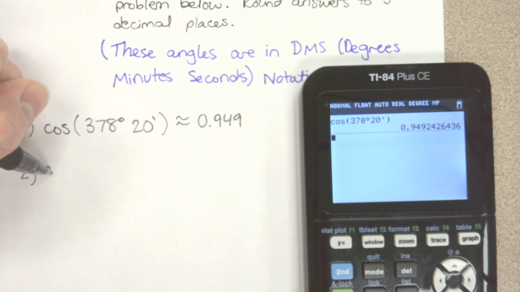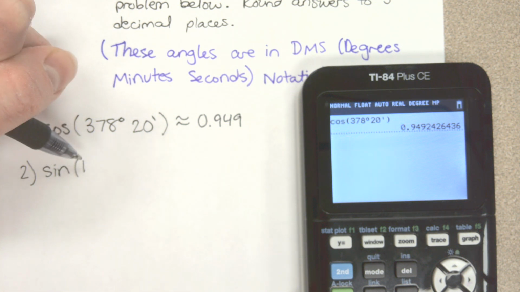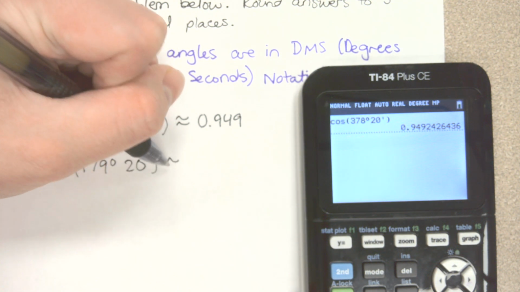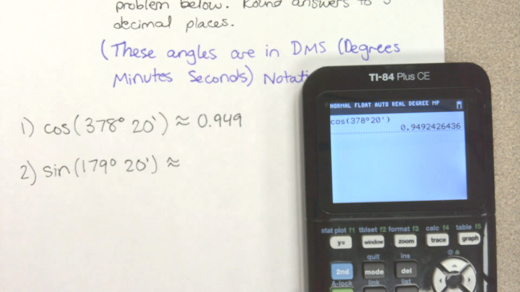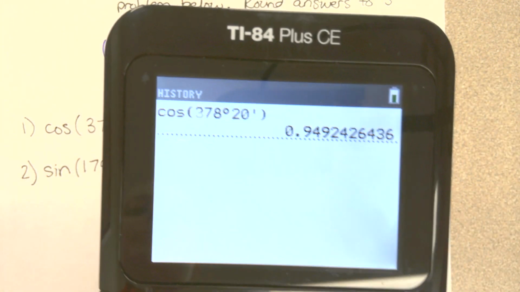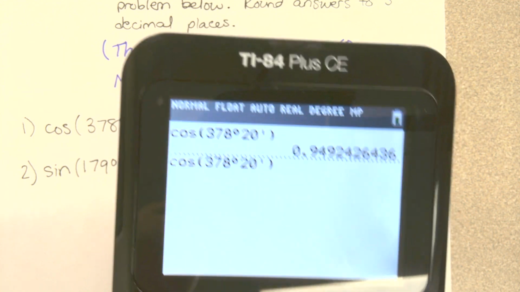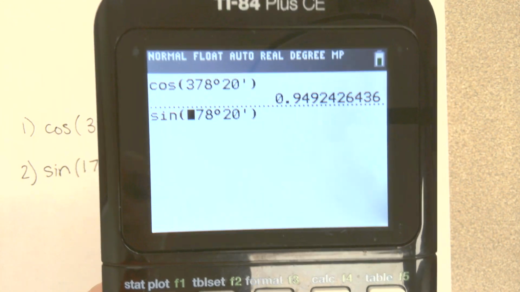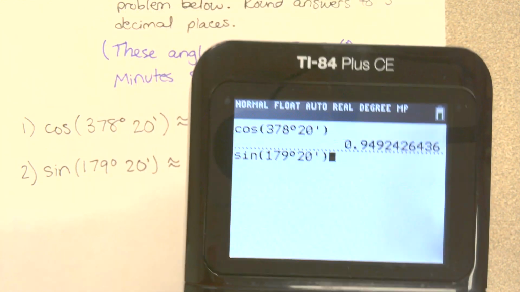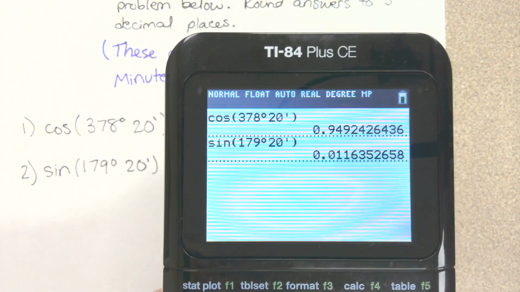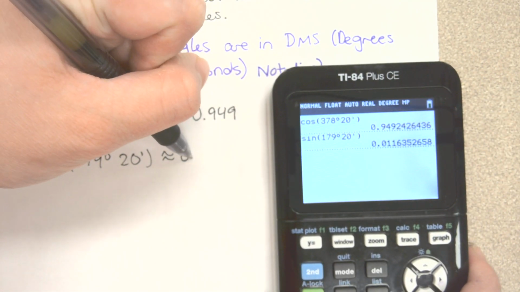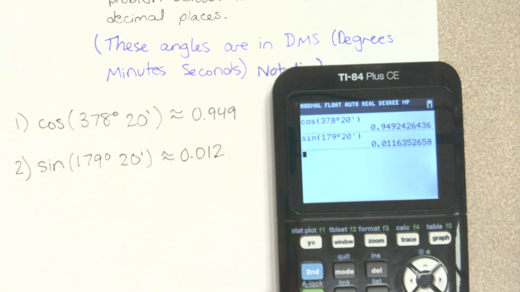Let's do one more. Sine of 179 degrees, 20 minutes. What's very convenient is once you have this typed in one good time, you can just copy and paste and change it to what you need. So we have sine of 179. Minutes are still 20 minutes for this problem, so I don't have to change that. And then we just round that decimal to 3 places. 0.012.